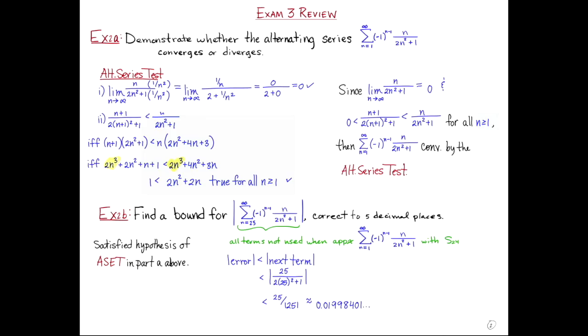We want our answer correct to 5 decimal places. So looking at the 5th decimal place, which is 8, we need to round up, giving us that the size of the error is less than 0.01999. If you're asked to find the bound for an error and you need a decimal approximation, make sure that you always round up.